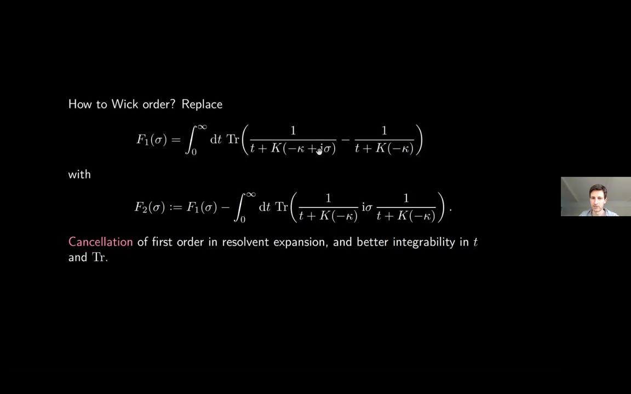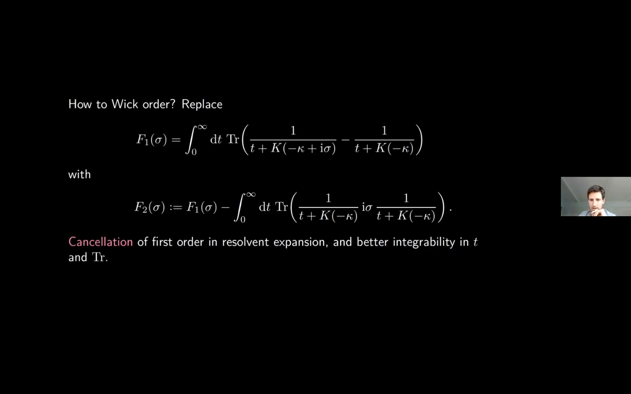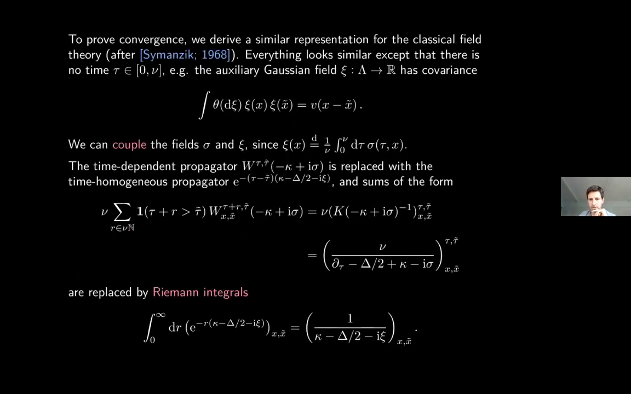If you do a resolvent expansion in the field sigma, then the first order term you get is exactly this one with the opposite sign. So that's killed, which means that this cancels the first order term in this difference, and this is crucial in ensuring better integrability in both space and time in the trace. Okay, so that's to give you an idea of what to do with this Wick ordering. Now, how to prove convergence, I will not go into details.